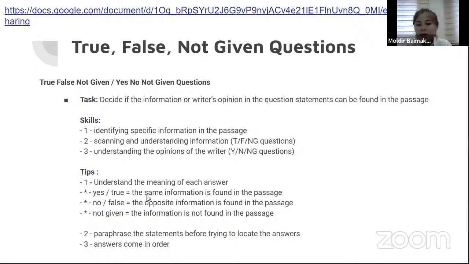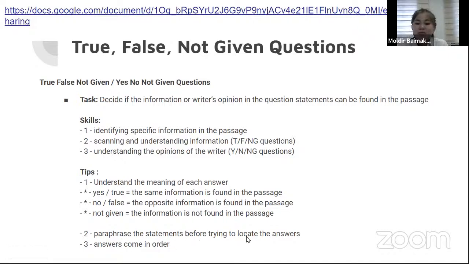And tips. Understand the meaning of each answer. The answer here is actually the statement, not the answer. You have a statement, and you have to know what it's saying, what it's leading to. Also here you should be cold-blooded and rational. Sometimes in the passage there are similar but slightly different statements, so you should be focused, concentrated and cold-blooded here. If the same information is found, we know it's true.